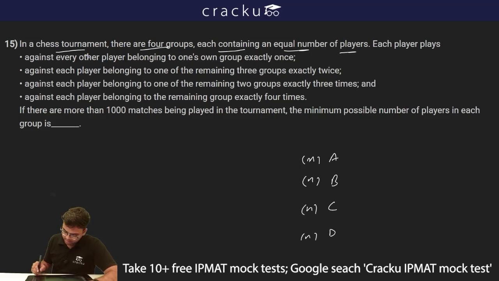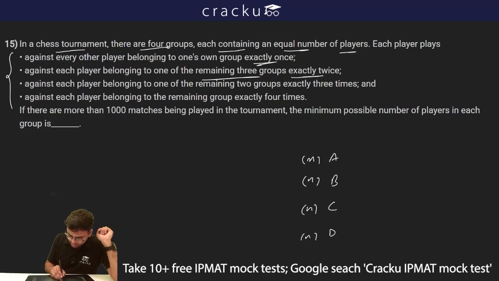Each plays, okay, so there are conditions given. Each plays against every other player belonging to one's own group. So within their group they are playing a match with every other team member exactly once. Then we have against each player belonging to one of the remaining 3 groups exactly twice. So against each player from one of the remaining 3 groups exactly twice.